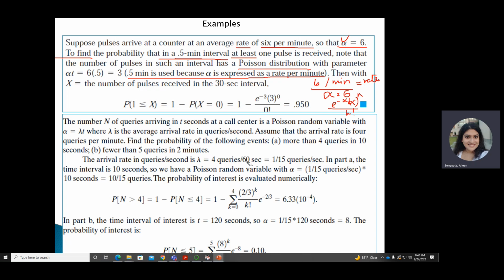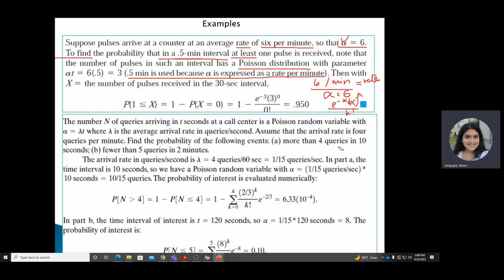There's another problem though. This problem you can actually work out on your own, but it's a similar problem. The number N of queries arriving at T seconds at a call center is a Poisson random variable with alpha equal to lambda T, where lambda is the average rate at which the queries arrive. It might be called alpha, it might be called lambda, but you need the T. What is the T? More than 4 queries in 10 seconds. So this 10 seconds is basically your T.